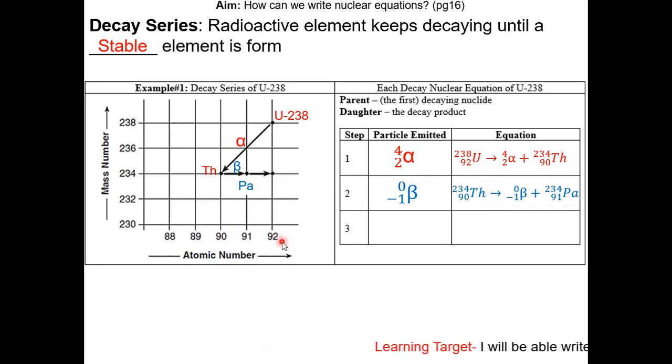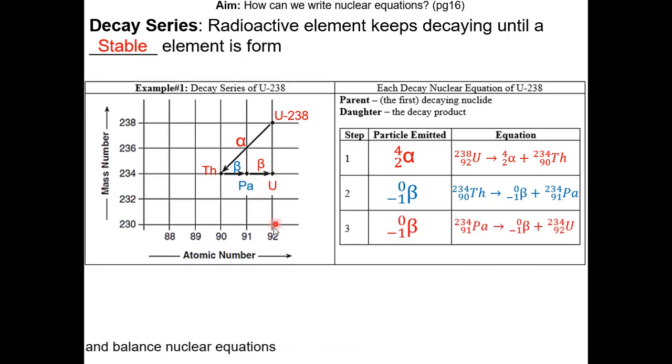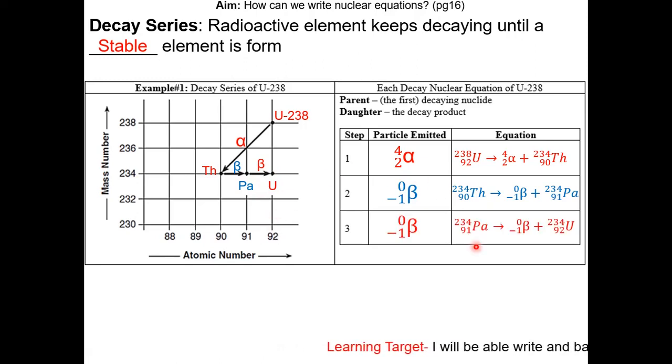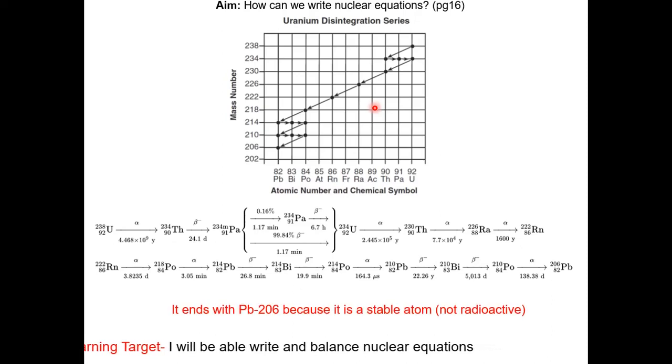The last point has an atomic number of 92 and a mass number of 234. This is uranium-234. To go from Pa-234 to uranium-234, it undergoes beta decay because the mass number did not change, but the atomic number increased by 1. This is the nuclear equation of step 3 in the decay series. This decay series of uranium-238 keeps going until it reaches lead-206 because it is a stable atom and not radioactive.